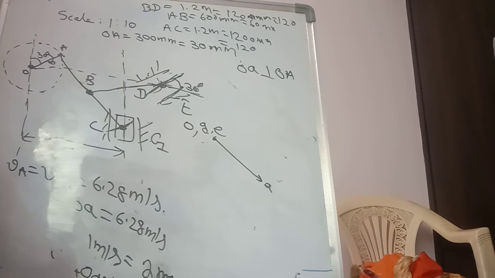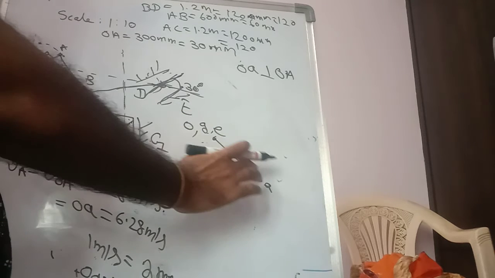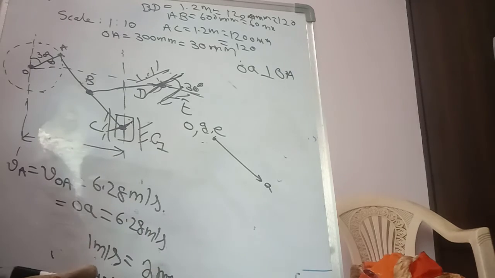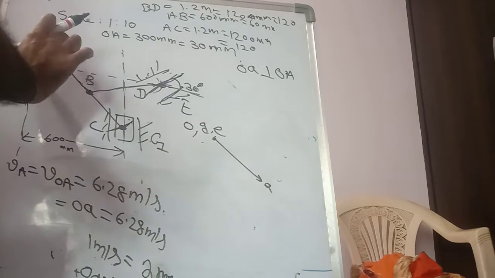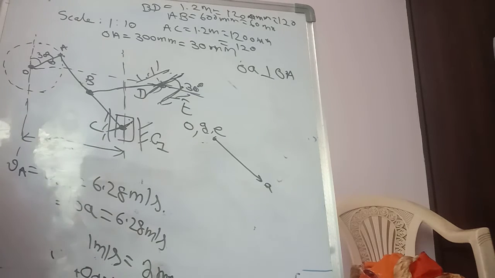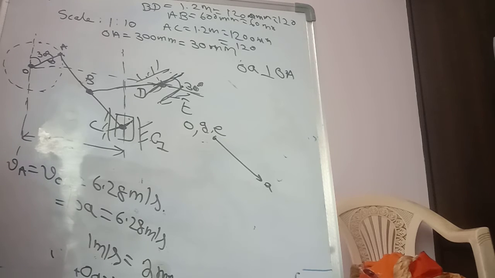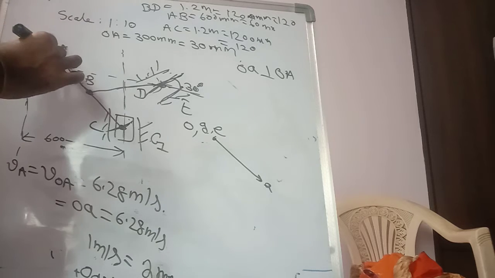Now we will get the point A. So how to get this point A? You have to draw a line oa. What is the length of oa? 12.56. And what is the direction? Perpendicular to the capital OA. Now, after getting A, this is the point A.